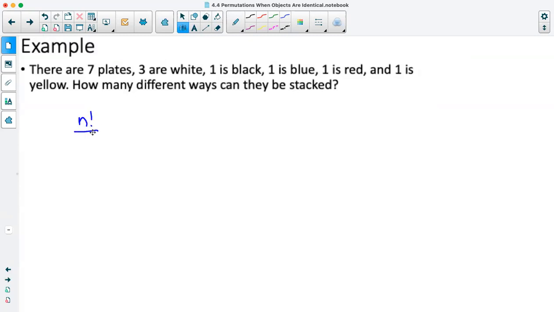So we've got n factorial over r factorial is equal to, well, we've got 7 items total, so it's going to be 7 factorial. And then we have 3 identical ones that are all white. So we'd have 7 factorial over 3 factorial. Now that's the same as 7 times 6 times 5 times 4, which gives us 840.